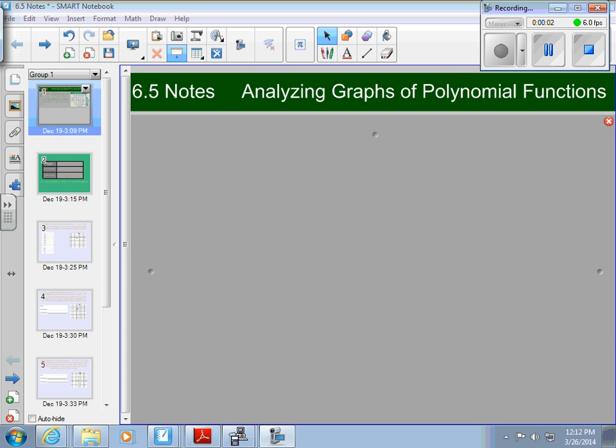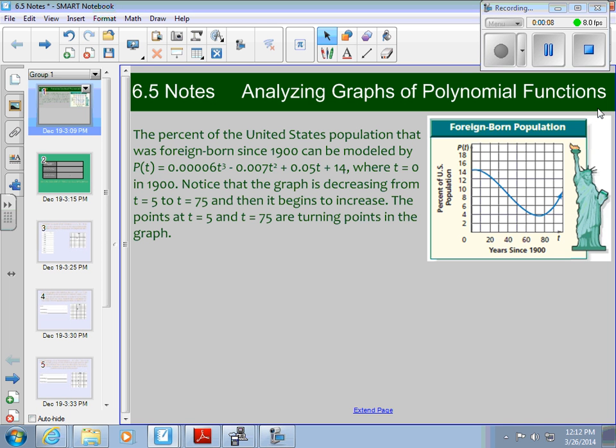All right, today we're going to look at analyzing graphs of polynomial functions. On your note sheet, you have this graph that shows the percent of the U.S. population that was foreign-born with a year since the year 1900. And it says it's given by this equation right here. If you graph this out, that's the graph that we see located over here.